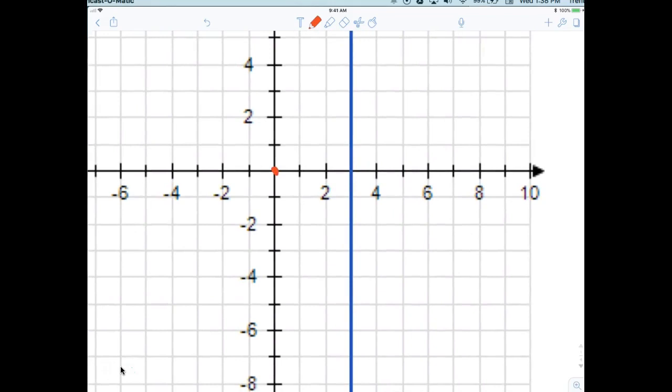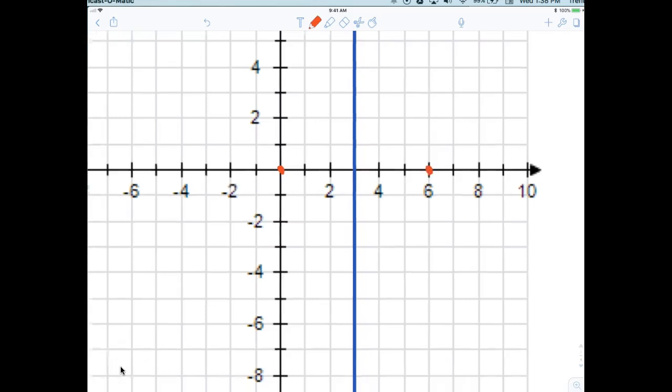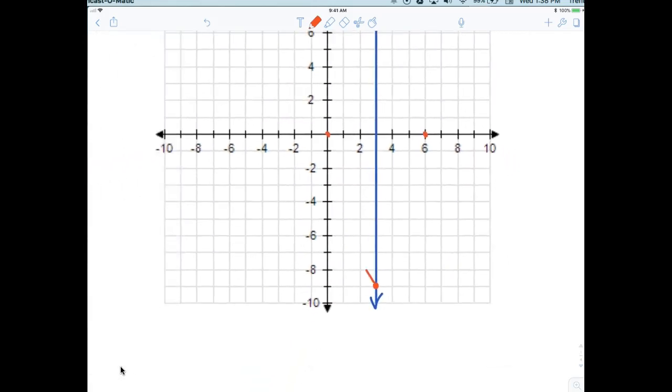How far away am I from the axis of symmetry? 3, so I'd be 3 on the other side. So there you have it. That is a nice outline of the parabola. That's easy. Now, we don't really need a calculator for that, but it's a good idea.